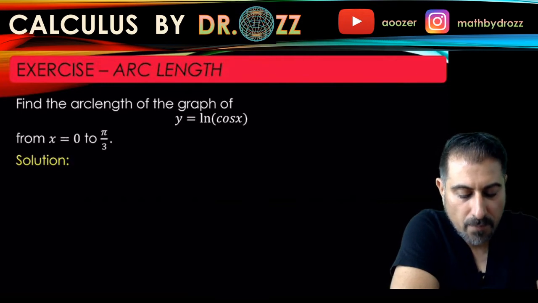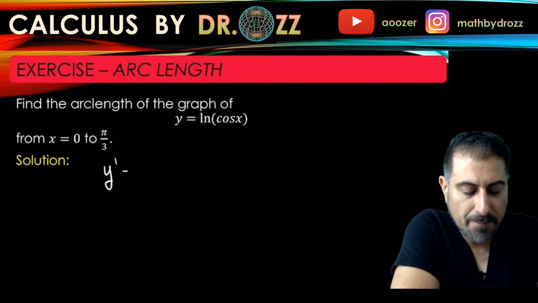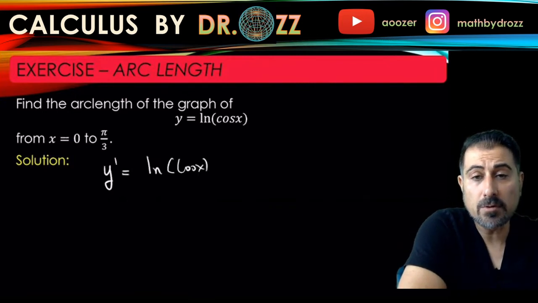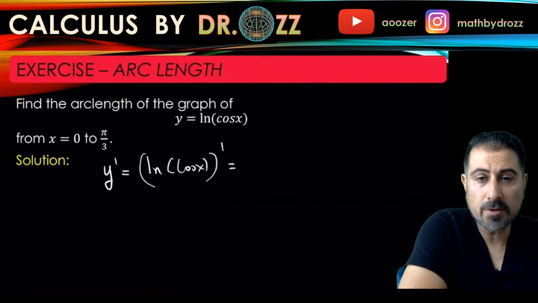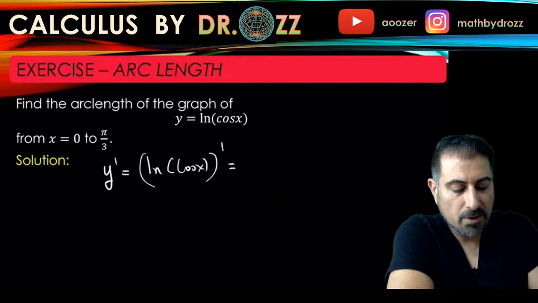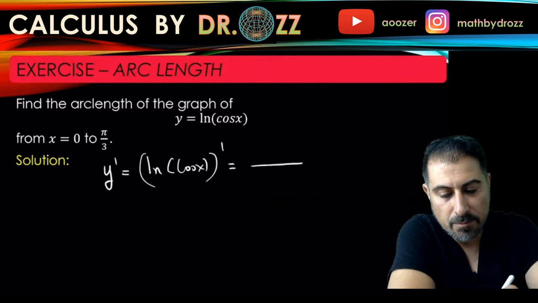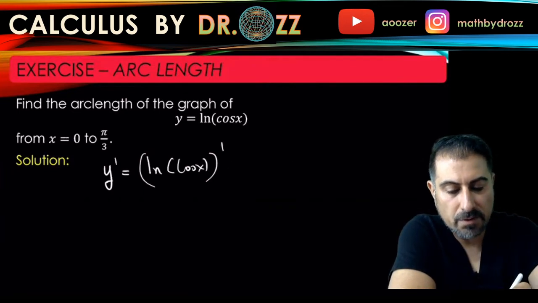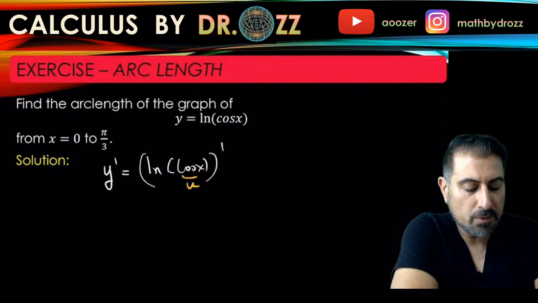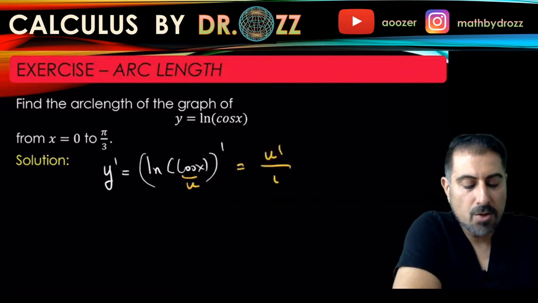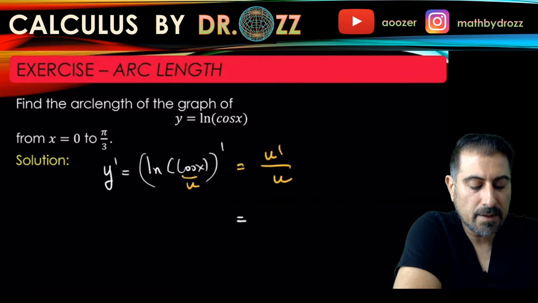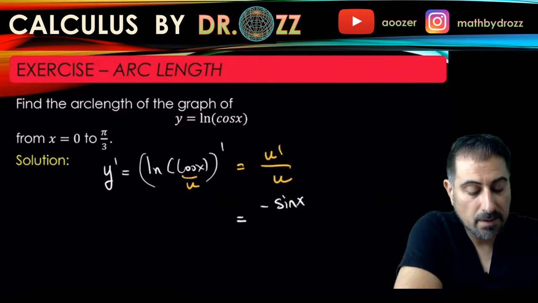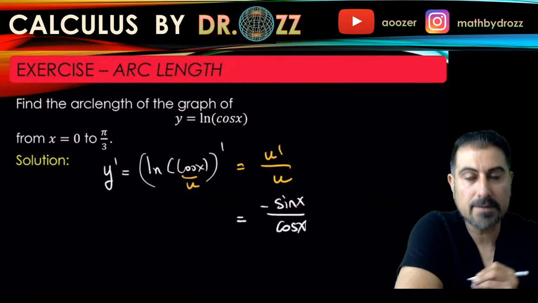So y prime is ln cosine x prime. So we can use the chain rule for differentiation here. The outer function is ln, inner function is cosine x. So the derivative of the outer function is 1 over cosine x. Let me just do it in one shot, calling this u. So the derivative written here is like u prime over u. Okay, so then u prime is negative sine x, and then this is cosine x. So it's negative tan x.